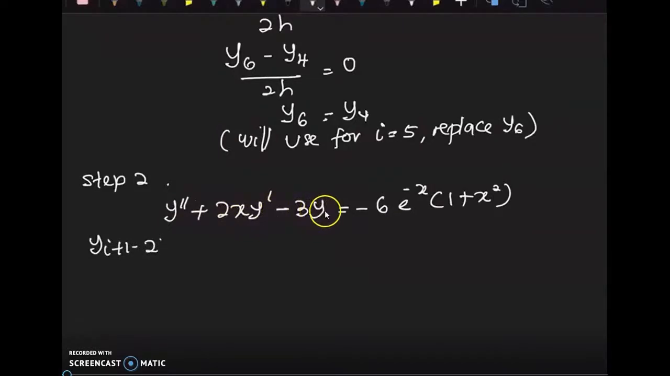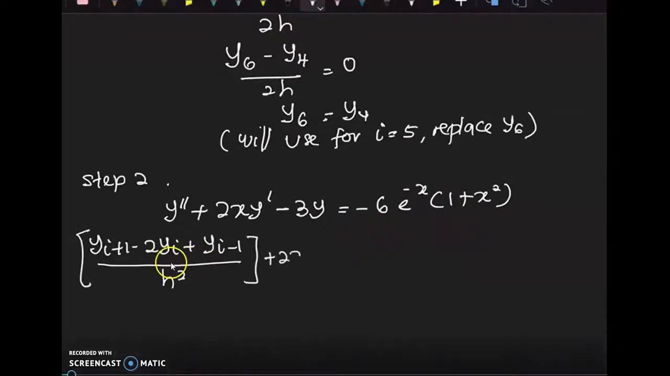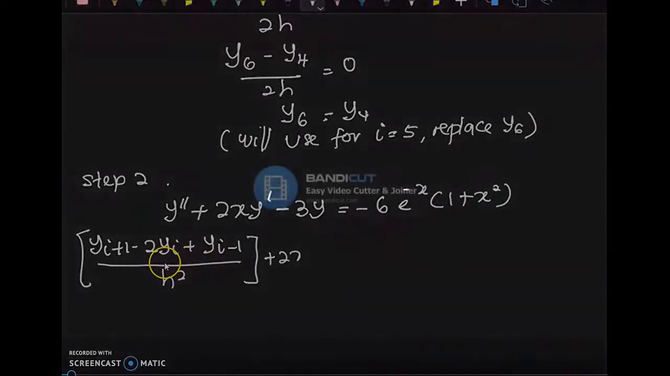Now discretize this one again. y prime prime is discretized with the 3-point second order derivative: y i plus 1 minus 2y i plus y i minus 1 divided by h squared. From where do you get it?